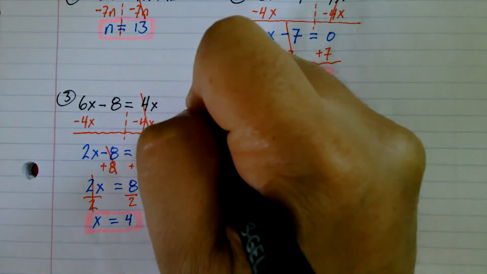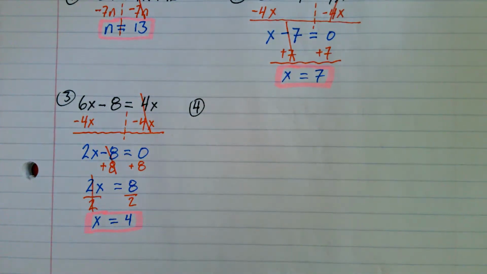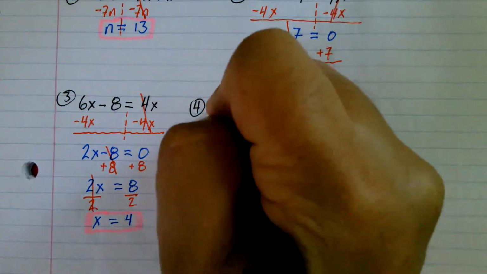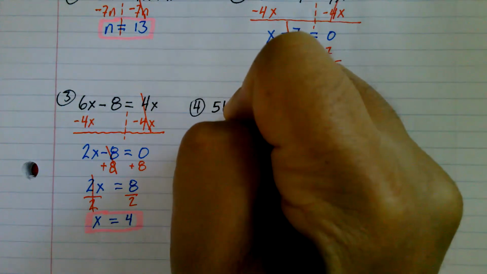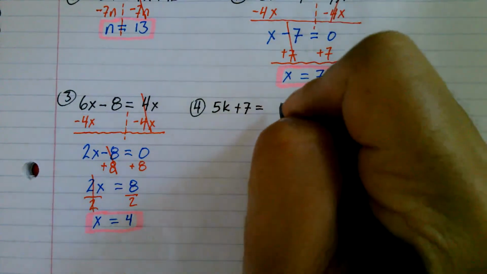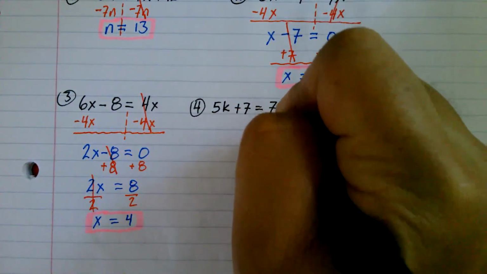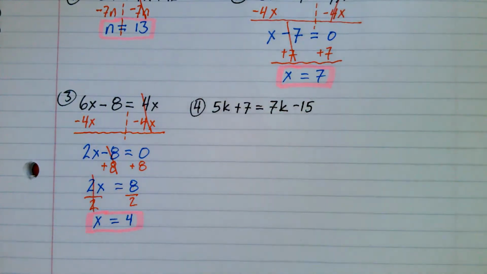Okay, this is number 4. So this one is 5k plus 7 equals 7k minus 15. Okay? Go ahead and write that down. Any questions?